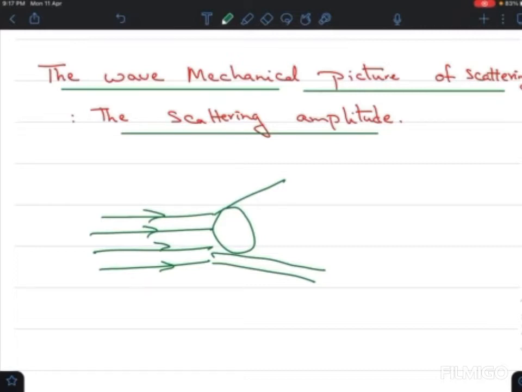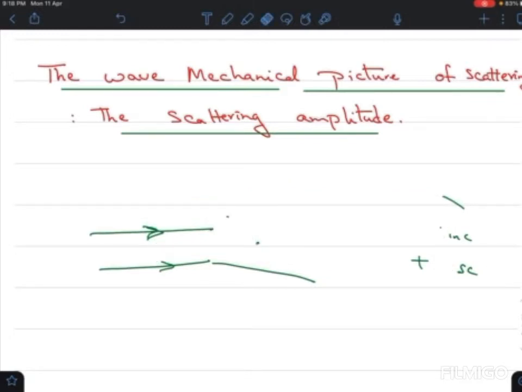So now at large distances, what happens? You have the incident wave, plane waves hitting the target. At large distances, suppose we say at infinity, there will be incident particles, plus there will be scattered particles. There will be particles which come without touching the target, and also particles after getting scattered by the target, which we have called the scattering center. This is the basic phenomenon which we are going to develop in the quantum mechanical picture.